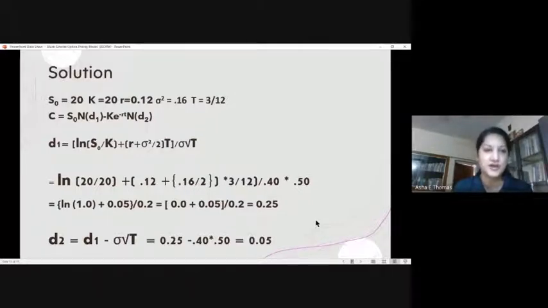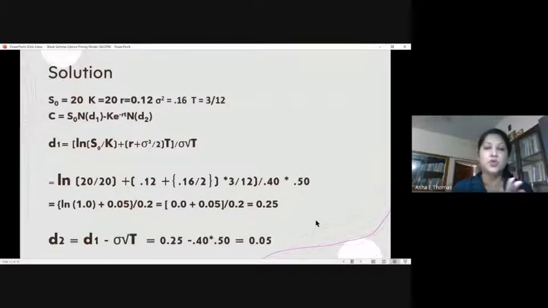As you understand, first we go with the computation of D1, and the formula for D1 I have put here. Natural logarithm, that is ln, of the spot price divided by strike price, plus R. The whole brackets are very important in this case, plus R plus variance divided by 2 into T, the whole divided by standard deviation times root of T.